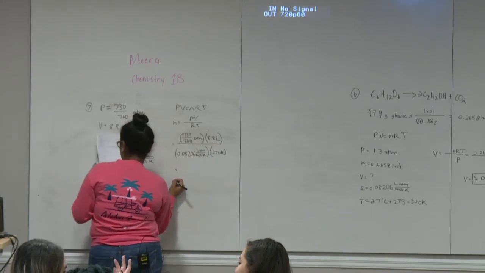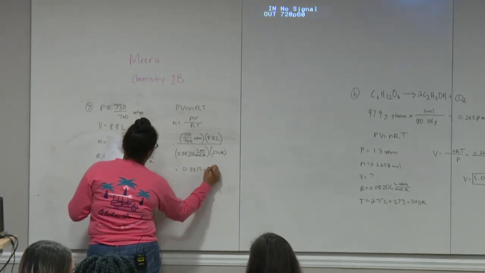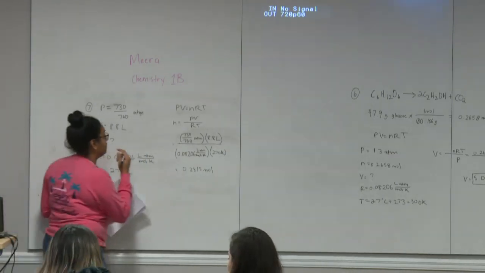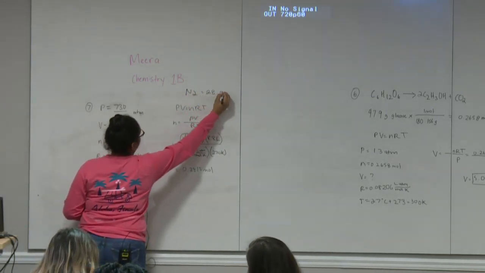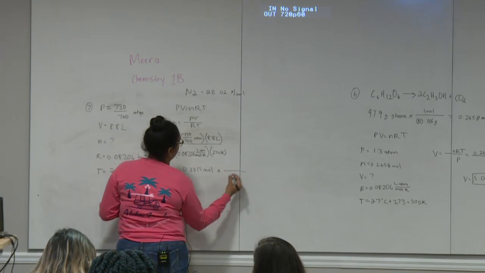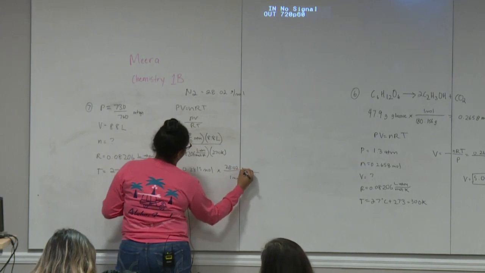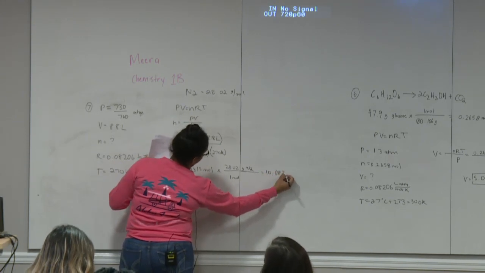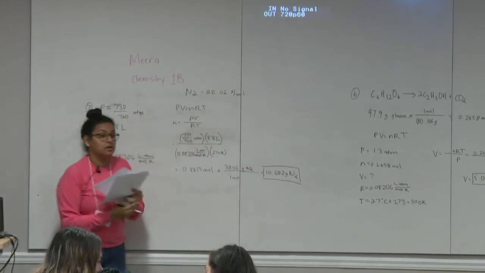So we should get n equal to 0.3815 moles. But in the question, I think they ask you for how many grams of sample are present. They already told you that it's nitrogen gas, so nitrogen gas is going to be N2, which means the molar mass is going to be 28. So we're going to use the molar mass and convert this back to grams. You should get 10.682 grams of N2. That should be your answer for that one.